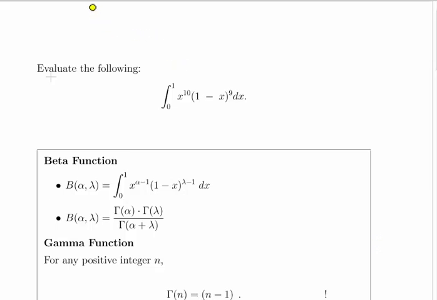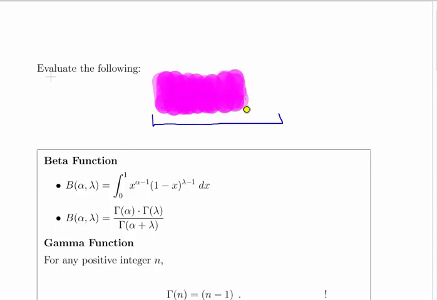Okay, in this presentation we're going to evaluate this integral here. Now the integral is from 0 to 1, and it's the integral of x to the power of 10 times 1 minus x to the power of 9 dx. Now in the first instance it doesn't look like it has anything directly connected to statistics or probability distributions, but it can in fact be characterized using the beta function.